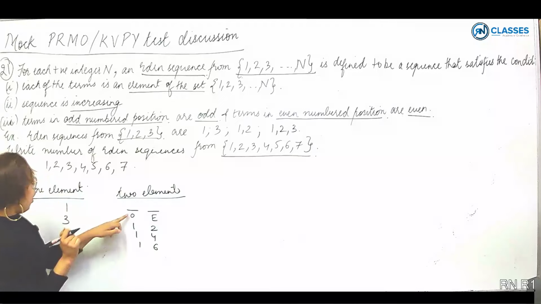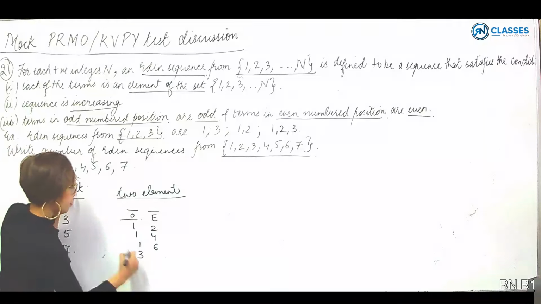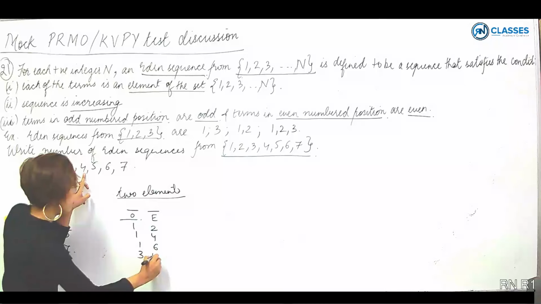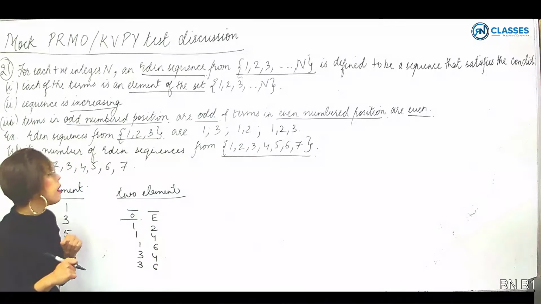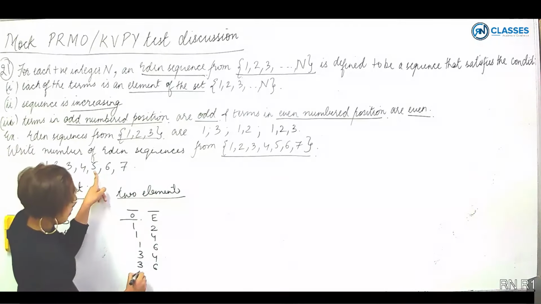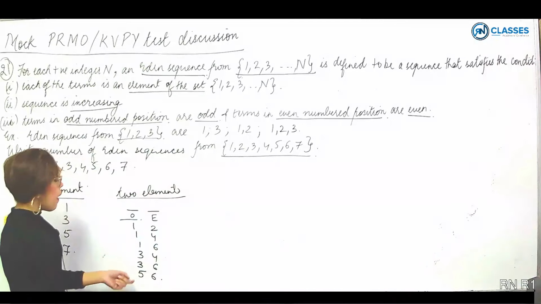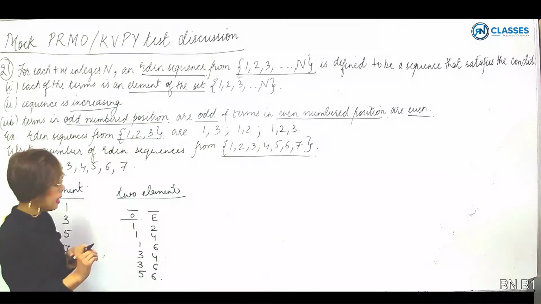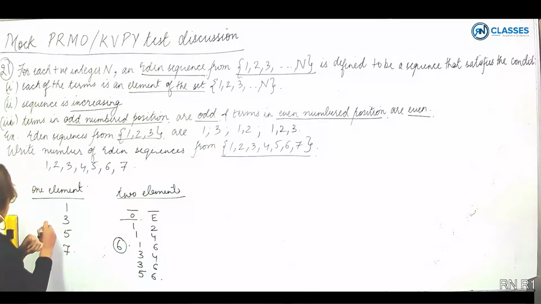Now odd, so I cannot start with 2 because I need an odd number, so 3. Now I can't write 3, 2 because the sequence will be decreasing then. So 3, 4 would be there. 3, 5, no. 3, 6, yes. 3, 7, absolutely not. Then obviously I cannot have a sequence starting with 4. I have to start with 5. So 5, 2 I cannot write, 4 I cannot write, so 5, 6. Done. Now I cannot have a sequence starting with 7 because I don't have a number to write in the next place. So these are the 2 element sequences. How many are these? These are 6 in number. And those were 4 in number.